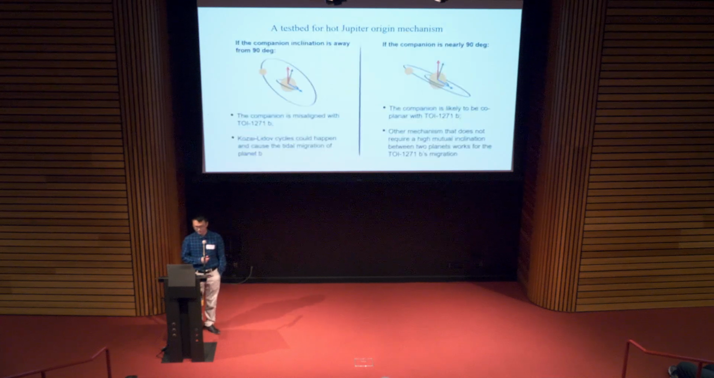Right, so here is a schematic of possible ways to further test the hot Jupiter origin story. If you have a mutually inclined companion, then it could induce Kozai-Lidov cycles to excite the eccentricity of the proto-hot Jupiter and cause it to tidally migrate. On the other hand, if the companion and hot Jupiter are nearly aligned, then this mechanism doesn't necessarily work. But as I mentioned, a big caveat here is that tidal realignment from the star could later erase some of the dynamical history that you're trying to probe.